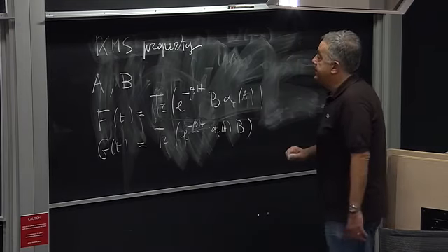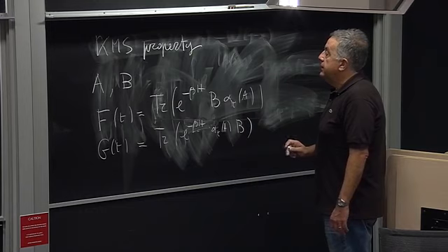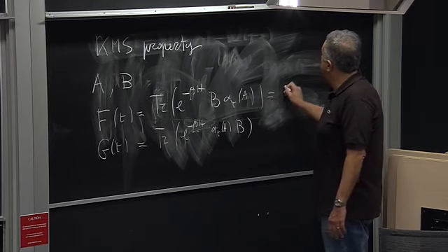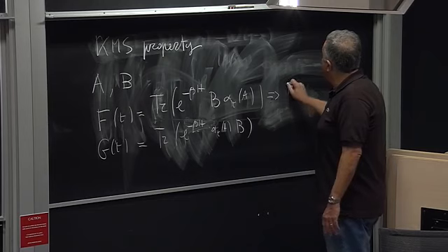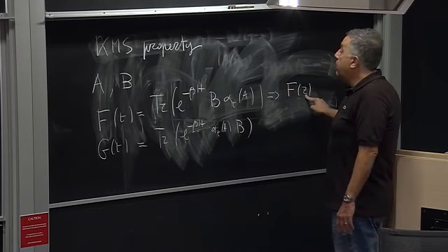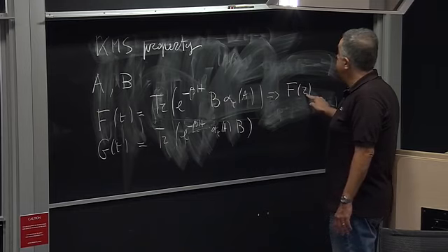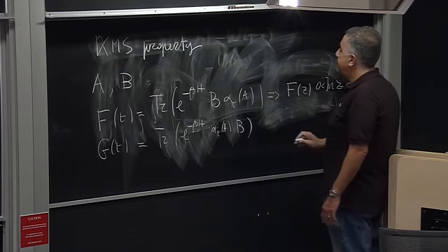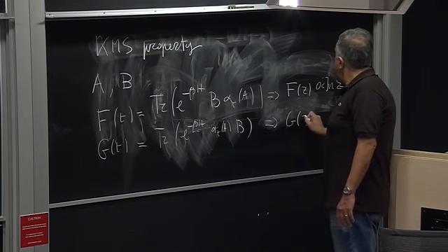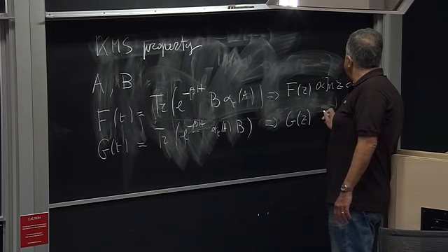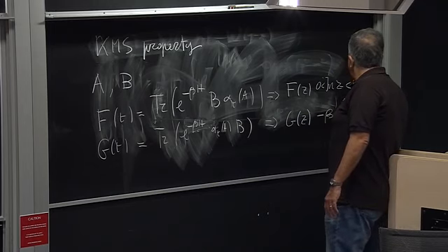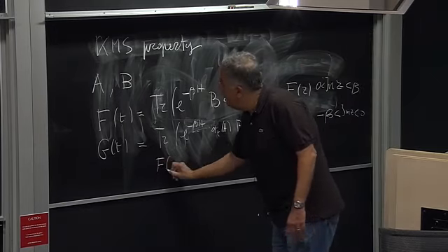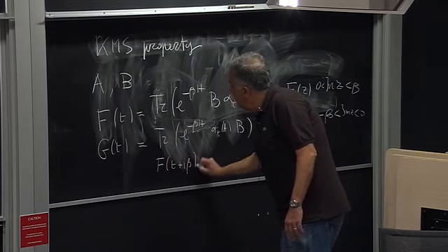What the KMS property says is, there are two statements. This is indeed the boundary value of a function which is holomorphic in a strip, Z, where the imaginary part of Z is between zero and beta. And this is the boundary value of a function which is holomorphic in the opposite strip, imaginary part of Z between minus beta and zero. And there is a periodicity condition that tells you that F of t plus i beta equals G of t.